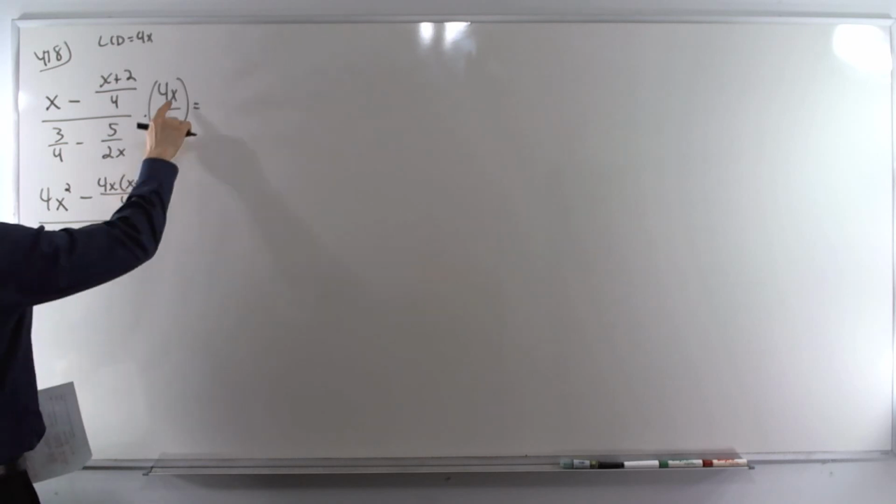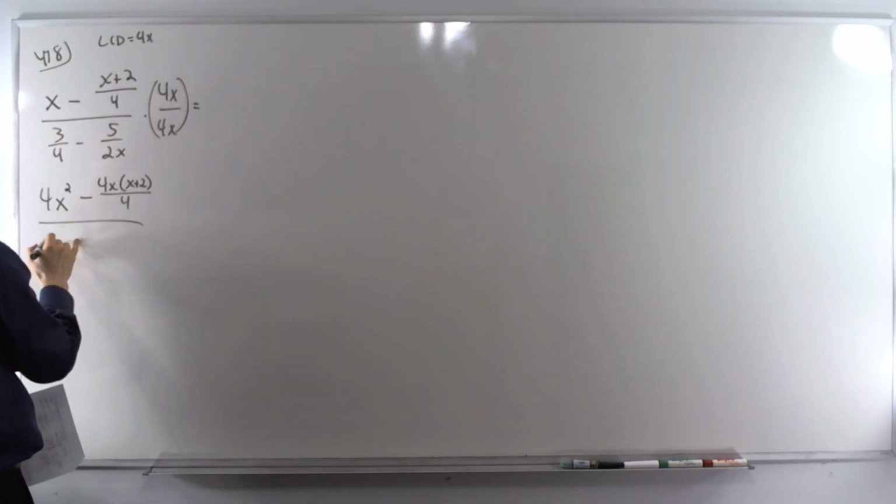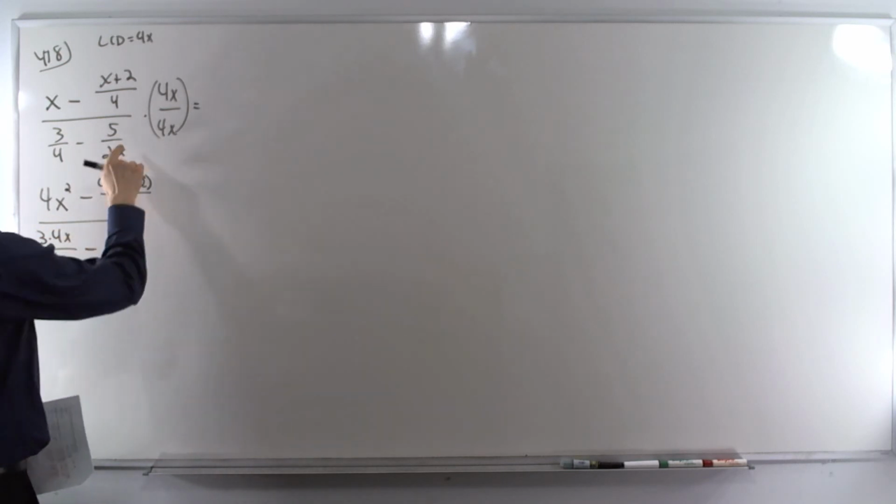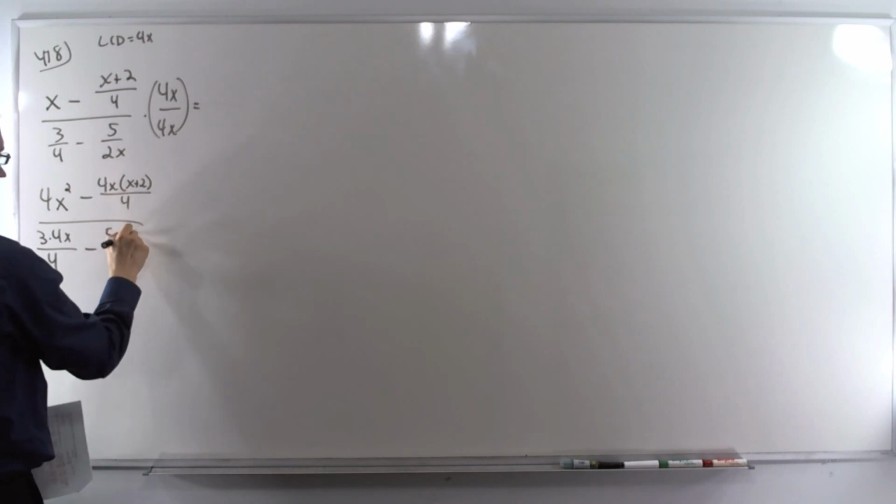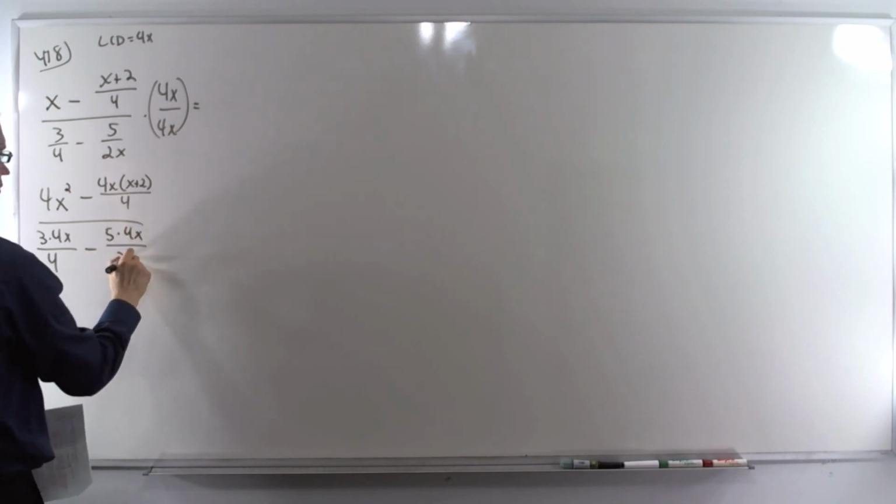And on the bottom, we go 3 times 4x over 4 minus 5 times 4x over 2x.